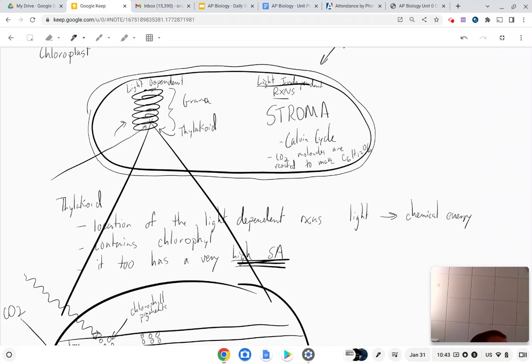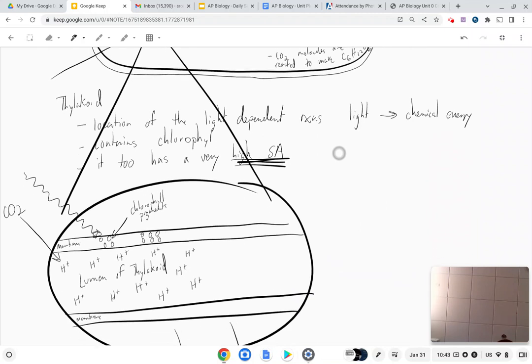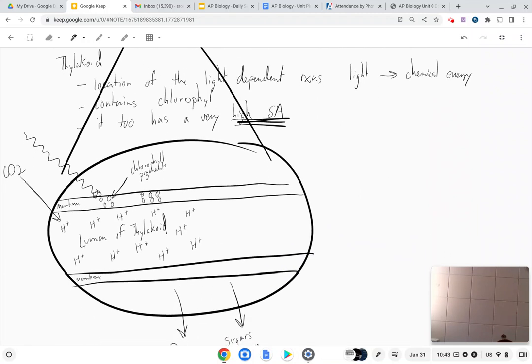All right. I think that's about all we need to say about the chloroplast so far. Carbon fixation occurs in the stroma. The capture of light occurs in the thylakoid. Okay.